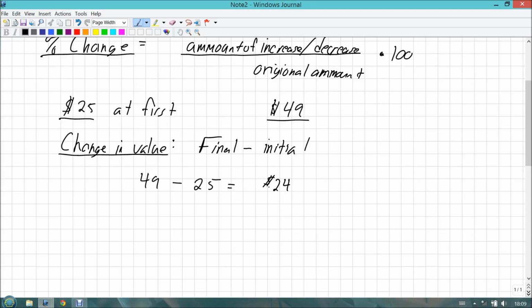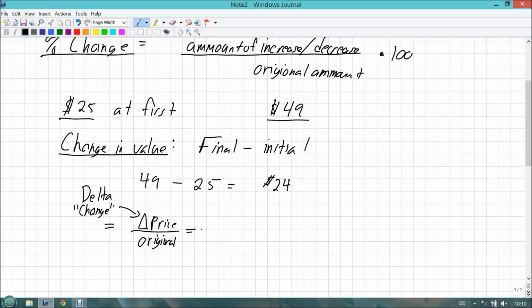So now we can plug that into our formula. It would be the amount of increase or decrease, which is the change. Notice this is the Greek letter delta. In math, that always means change. So if you ever see a little triangle like that when Mr. O'Neill is writing, it means change. So we have the delta is the change in price. So I'd say delta price divided by original.